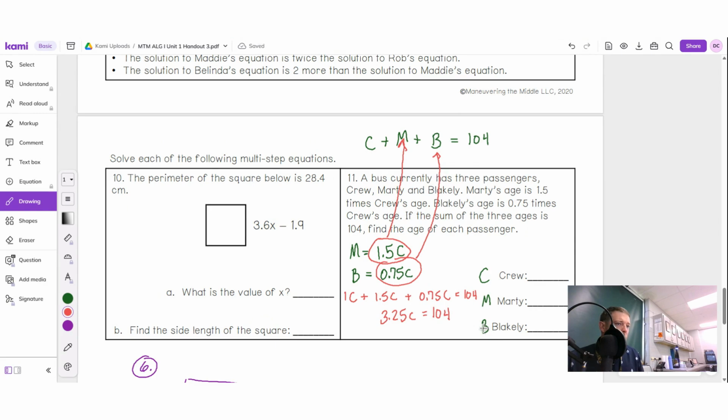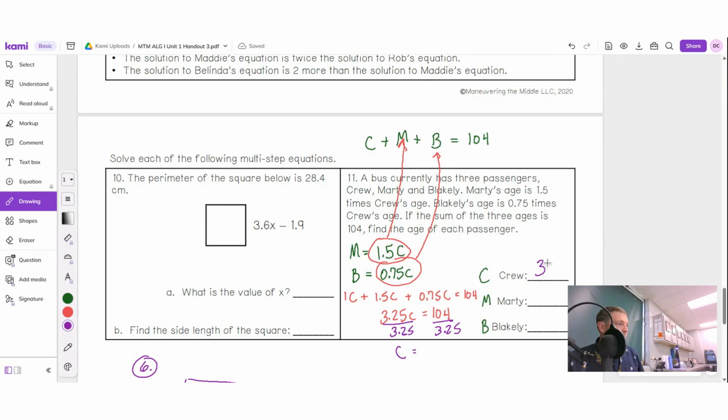And then the last step is what we've been working on in class, solving equations. So we're just going to divide both sides by 3 1/4. And that should tell us the age of Crew because C is who Crew is represented by, right? I'm not going to go to my calculator. I just got a note here. I wrote down what it equaled. When I divide 104 by 3.25, I get Crew's age, and that is 32. So Crew is 32.